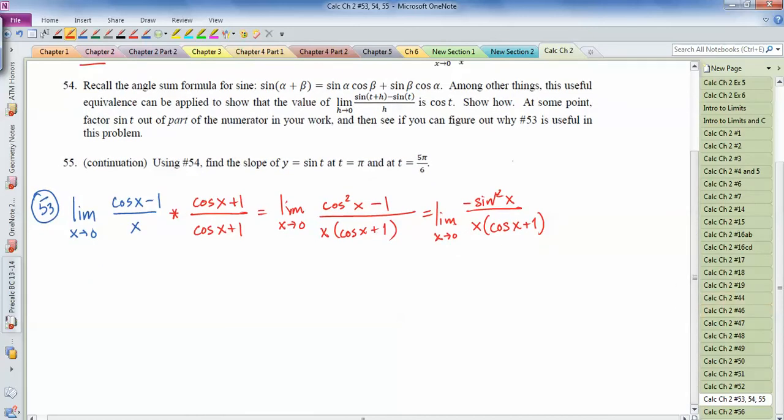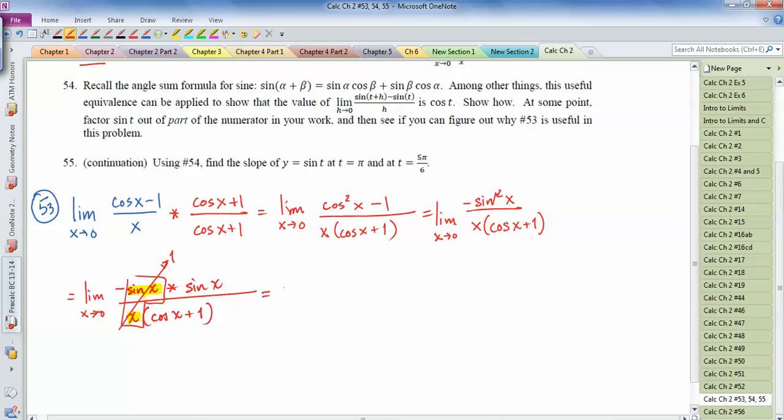All right. Well, let me rewrite this in a slightly longer form so you can see what you can pull out of this. So this is going to be negative sine x times sine x all over x(cos x plus 1). And at this point, hopefully you see this. You've got a sine x over x. And so when x goes to 0, sine x over x, remember, turns into 1.